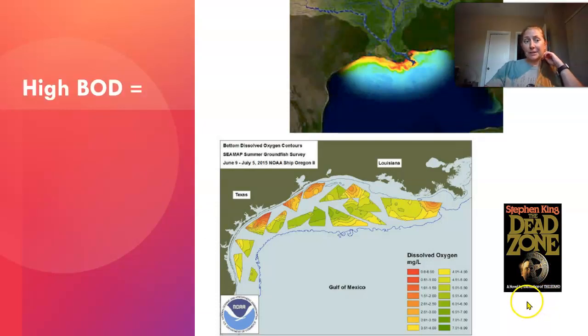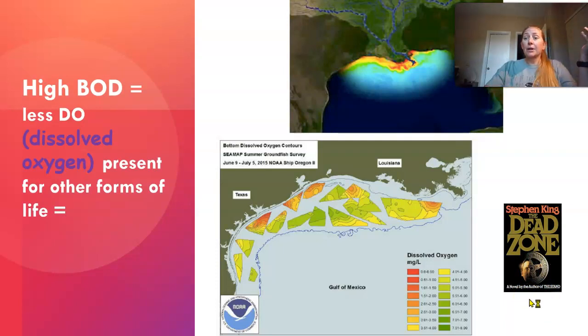So all of this relates to things that we've mentioned previously in the year, talking about dead zones in a body of water. High biological oxygen demand means you're going to have less oxygen in the water, so less DO, dissolved oxygen. If there's low oxygen in the water, that means other things that live in the water are going to struggle because animals need a decent amount of oxygen.